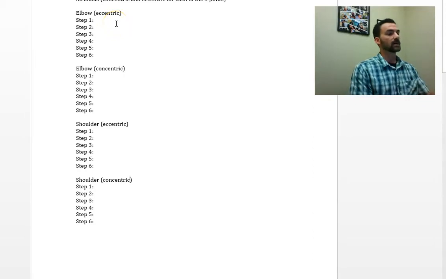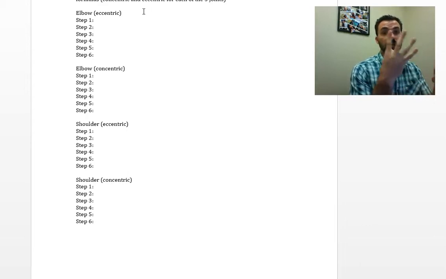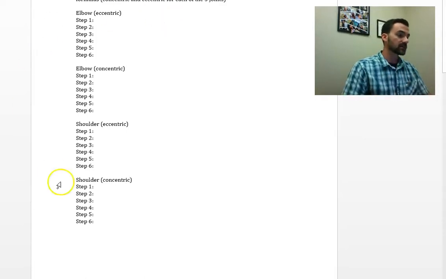But you need to have the 6-step motor control formula for all major joints, both during the concentric and eccentric. So if we're doing something like a deadlift, we'll see the hip, the knee, the ankle, and the spine. So that's 4 times 1 for the concentric in each and 1 for the eccentric in each, meaning there's going to be a total of 8 of these components here.